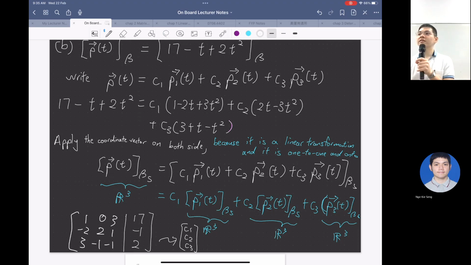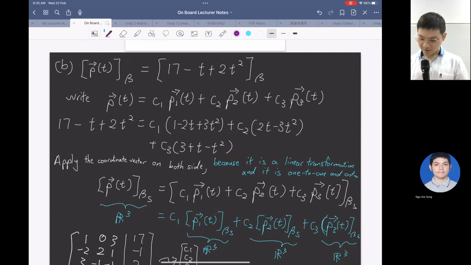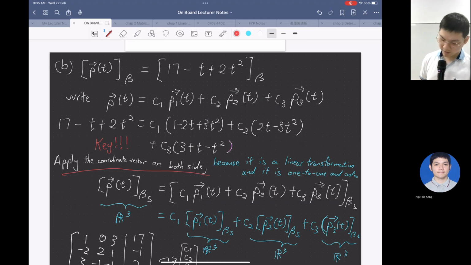Okay, makes sense? So the key here is really this part here. This part is good, a very important part. So you can turn the question into something in Rn. Is that okay?